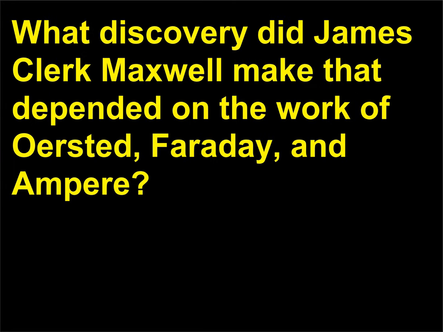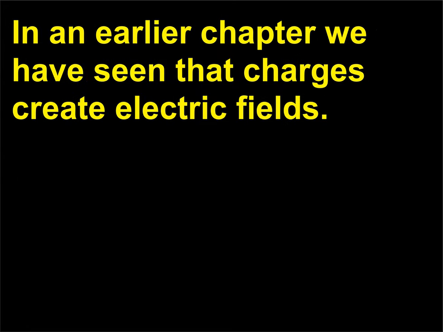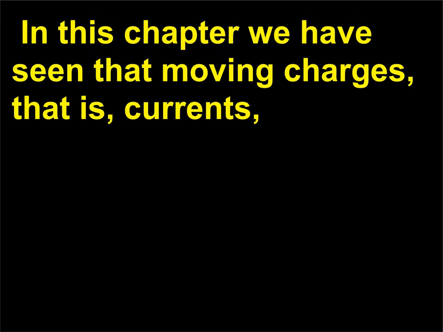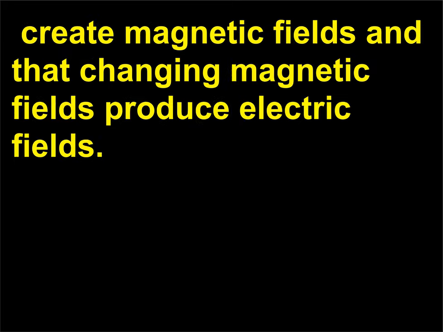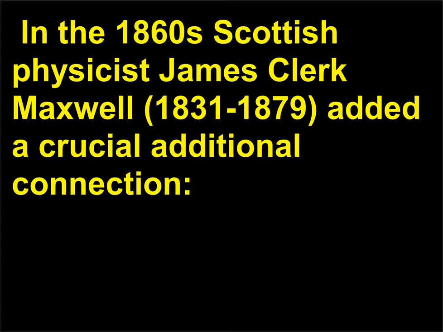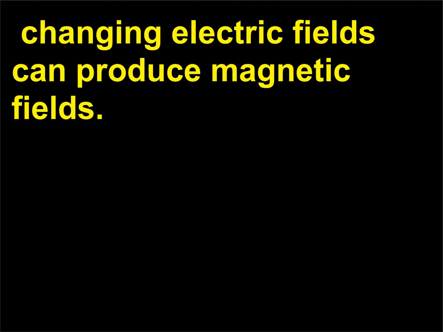What discovery did James Clerk Maxwell make that depended on the work of Oersted, Faraday, and Ampere? In an earlier chapter, we have seen that charges create electric fields. In this chapter, we have seen that moving charges, that is, currents, create magnetic fields and that changing magnetic fields produce electric fields. In the 1860s, Scottish physicist James Clerk Maxwell, 1831-1879, added a crucial additional connection. Changing electric fields can produce magnetic fields.